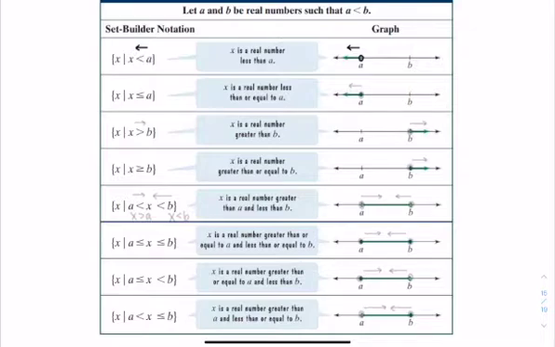For the next one, we have the set of all x such that x is less than or equal to A. So again, we're going to shade to the left, but this time we have a closed circle on A.